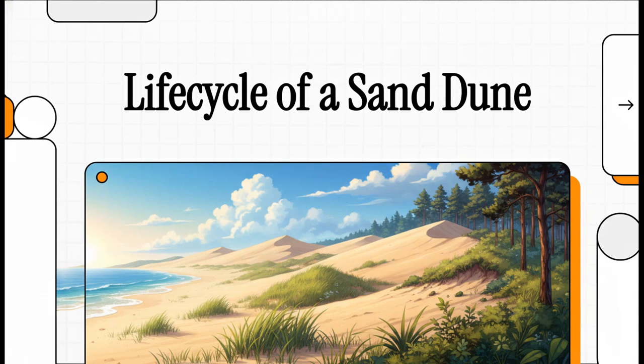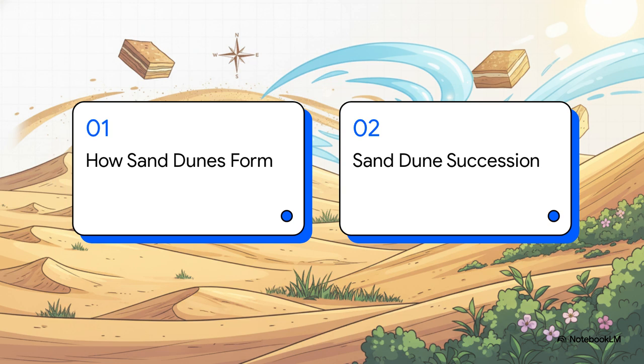All right, welcome to today's explainer. Today, we're tracking the absolutely fascinating journey of a sand dune, from its very first grains coming together on the beach, all the way to its massive evolution deep inland. If you've ever looked at a towering hill of coastal sand and wondered exactly how nature managed to pull that off, you're in the right place. Let's get into it.